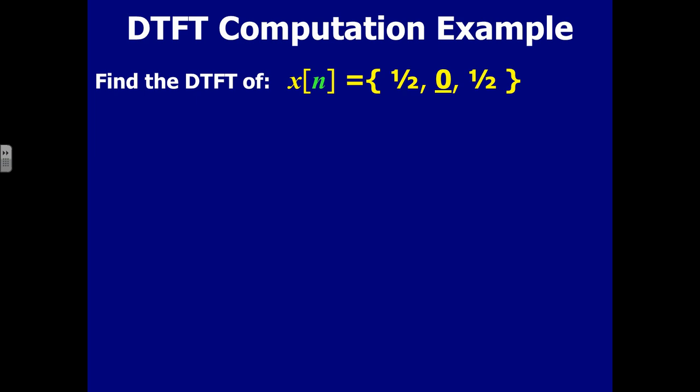Now taking a simple signal made up of 3 values, only 2 of which are non-zero, but this happens to be one that's not causal. At n equals 0, this signal is 0. At n equals minus 1, it has a sample value of 1/2. And at n equals plus 1, it has a sample value of 1/2. Even though it's not causal, we can certainly still compute a discrete time Fourier transform for it.